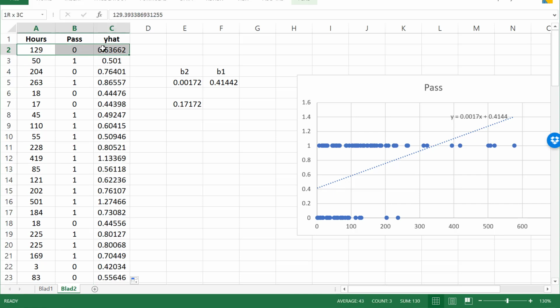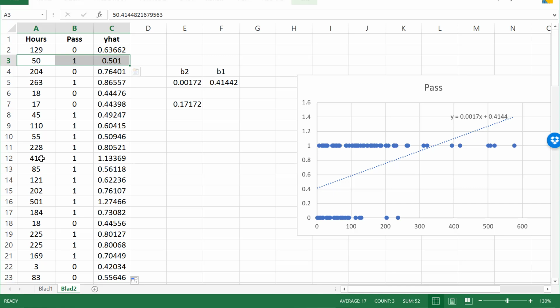So this first student studied 127 hours. The probability that this student should pass the exam is 64%, although it turned out that this student actually failed. This student had about 50% probability, and so on.